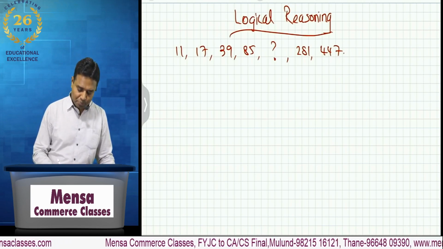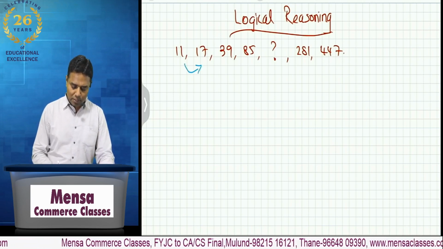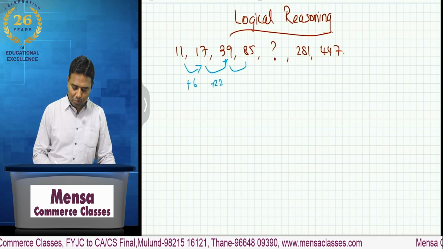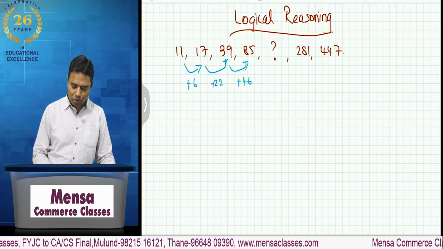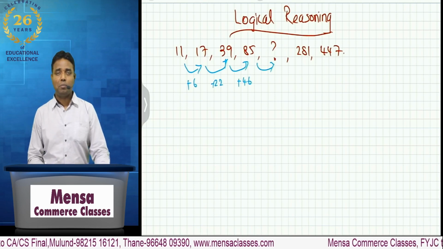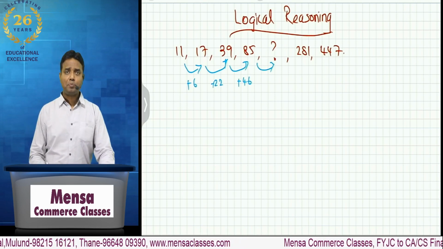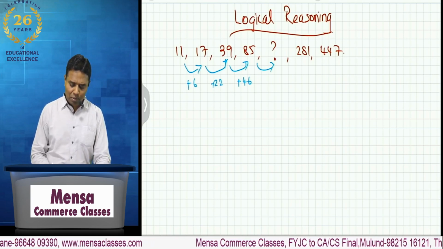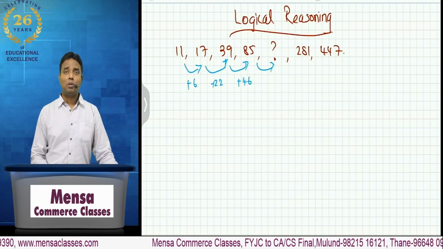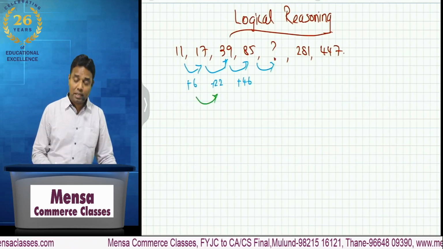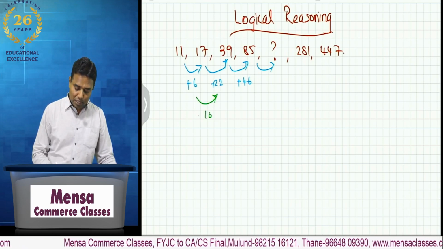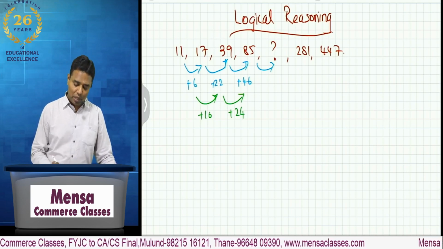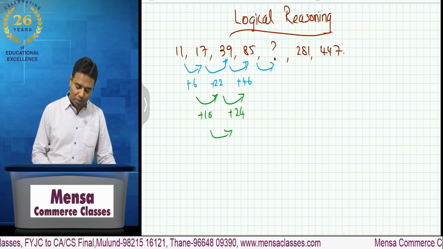From 11 to 17 the increase is plus 6, then the increase is 22, and then plus 46. This is the number we want to find out. The increments are 6, 22, 46, so there must be some constant increase. Let's find out. Here it is plus 16, here plus 24, so again it is not the same. Let's find out from here to here, what is it?